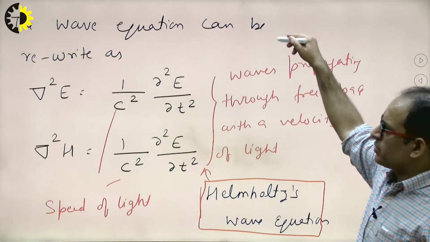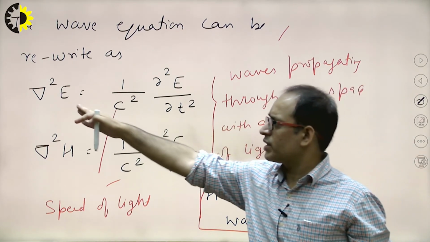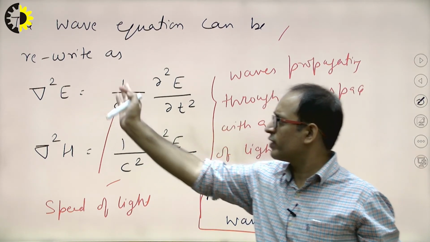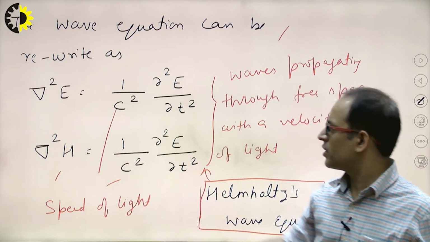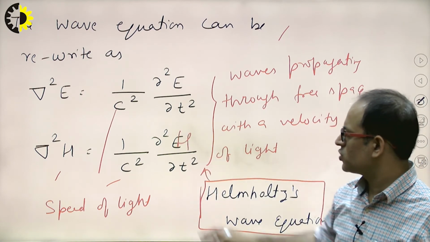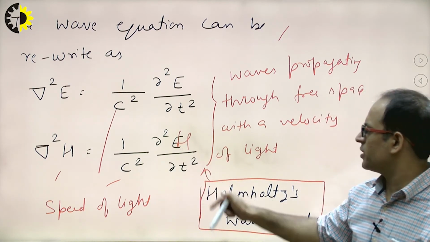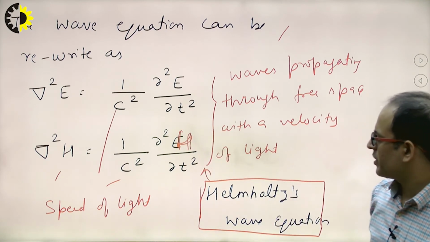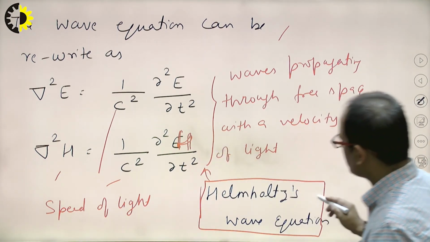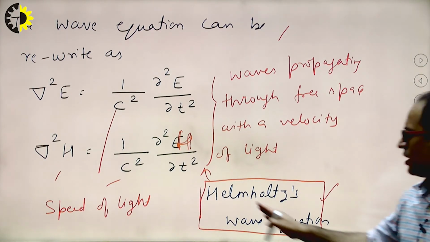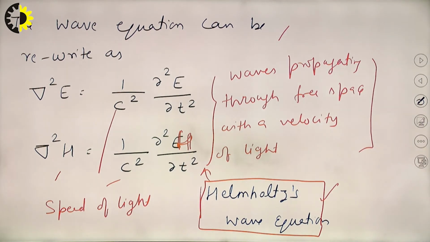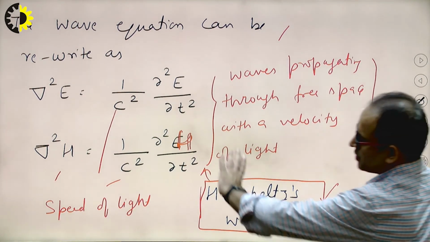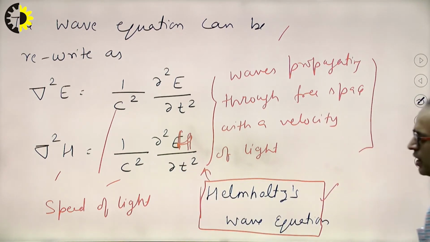Now the wave equation can also be written as del square E equal to 1 upon c square del square E upon del t square, and the other wave equation in terms of the magnetic field can be written as del square H equal to 1 upon c square del square H upon del t square. Clear? This equation is known as the Helmholtz wave equation, representing the wave propagating through free space with the velocity of light.